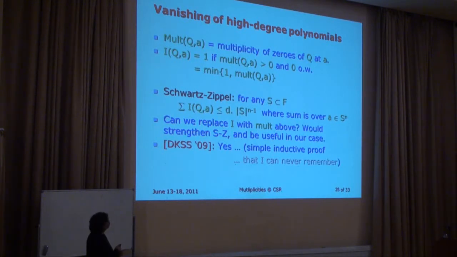On the other hand, if the multiplicity is anything greater than 0, then in particular q of a is 0, and so this indicator value satisfies this algebraic expression. Now the standard DeMillo-Lipton-Schwartz-Zippel lemma that Amir talked about and we use all the time says the following: if you take any subset S of the field and look at how often, so when I sum up over all a in S to the n, ask how often is a polynomial 0, and that I'm expressing by this complicated expression I of q at a, then this quantity is upper bounded by d times S to the n minus 1.